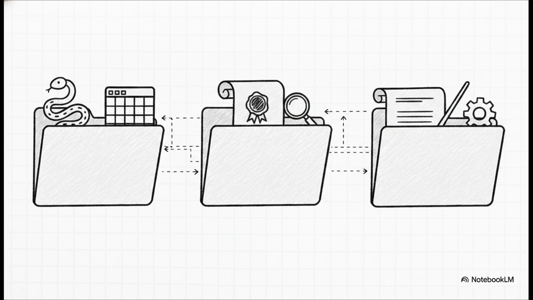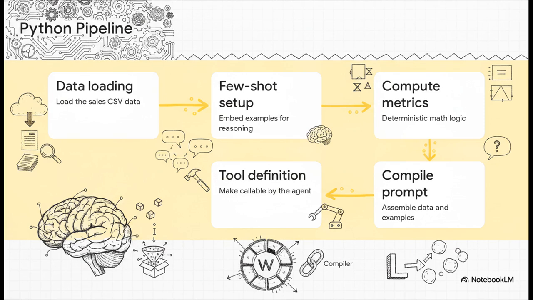Because this separation of concerns means your data engineering team can update the Python math, or your HR team can update the business context documents without ever having to touch or accidentally break the AI agent's core configuration. Everything has a dedicated place, which drastically reduces maintenance headaches down the line. The crucial engine of this whole operation is the 5-step Python pipeline residing in that first folder.